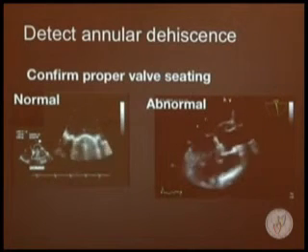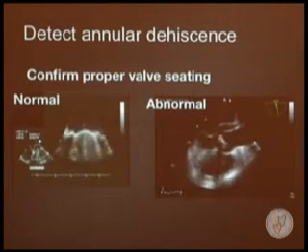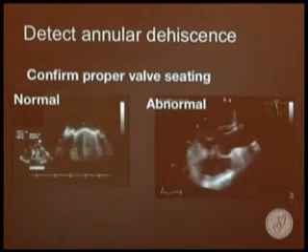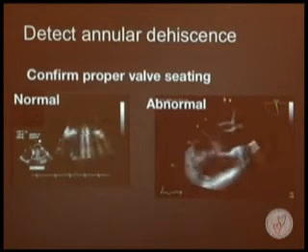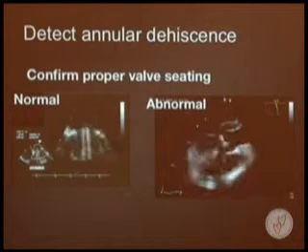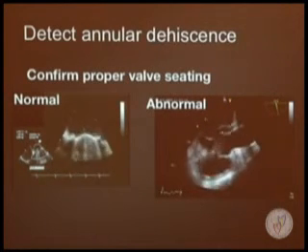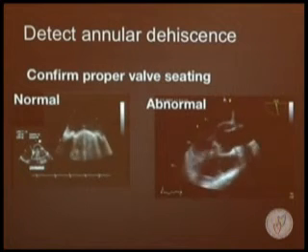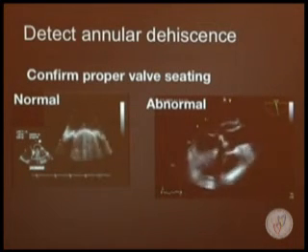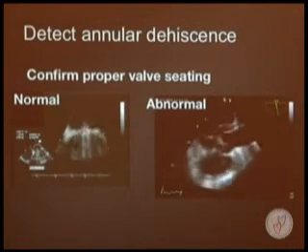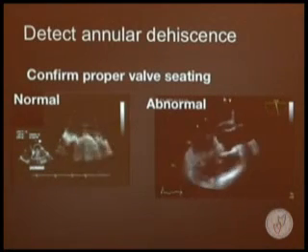TEE also can confirm the proper valve seating. This is the normal seating of the mitral valve, no rocking motion. But these images show rocking motion of the prosthetic aortic valve, and there is a periannular abscess due to the endocarditis.